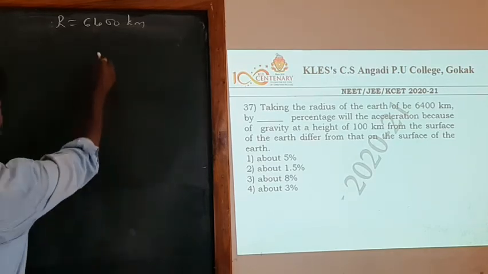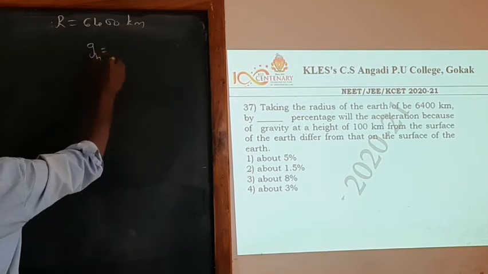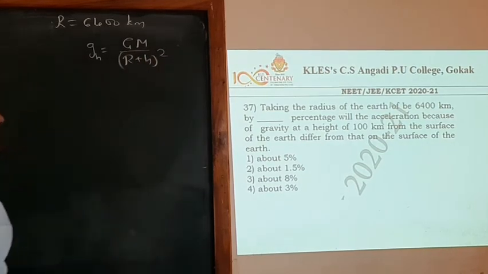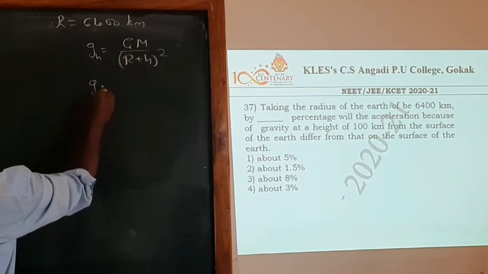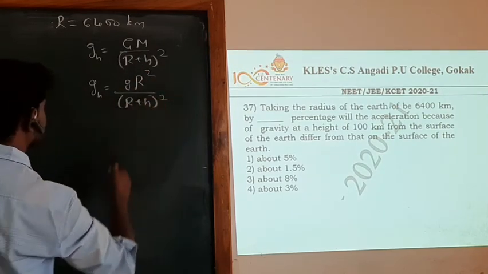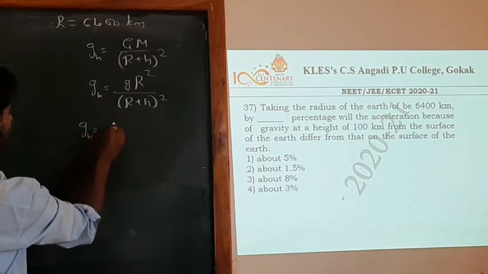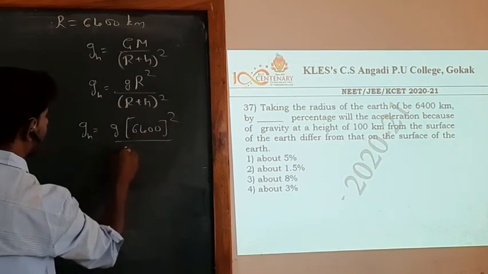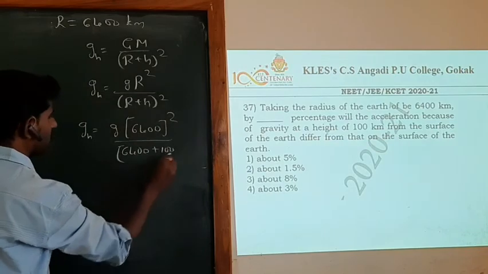We should calculate this one. So we know the acceleration due to gravity at a height h is gh is equal to GM divided by (R plus h) whole square. This is our formula. Or you can write gh is equal to, instead of GM I can write gR square divided by (R plus h) whole square. So this is the formula for acceleration due to gravity at a height h, and substitute the values. So g as it is, and R value 6400 whole square divided by 6400 plus 100. What is this 100? The given height. So it's a square term.